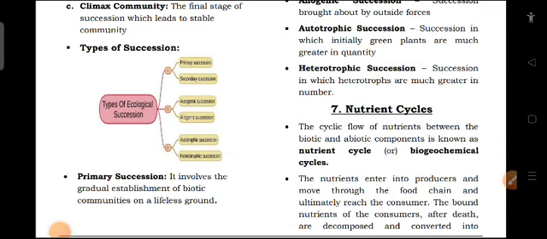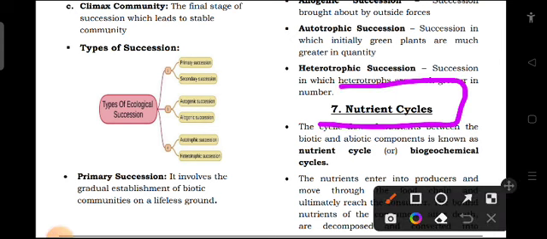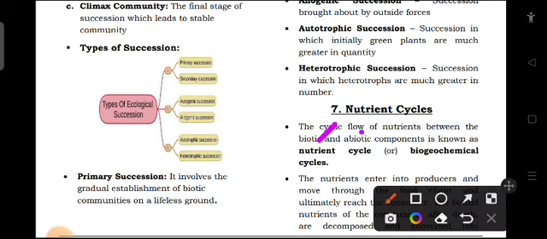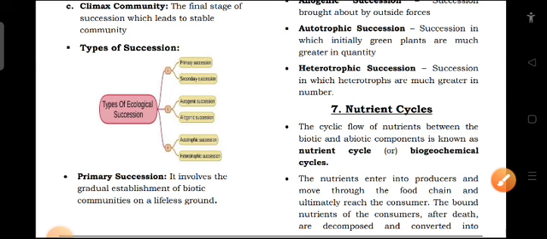So next we will begin the concept called nutrient cycle. The cyclic flow of nutrients between the biotic and the abiotic components is known as nutrient cycle or biogeochemical cycle. So what is this nutrient or biogeochemical cycle? Here the nutrients are transferred or flow from the biotic to the abiotic component. The nutrients enter into producers and move through the food chain and ultimately reach the consumer.